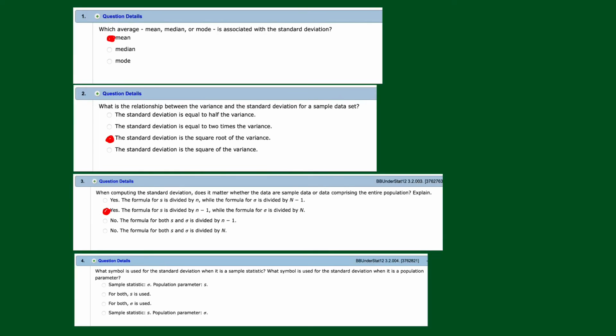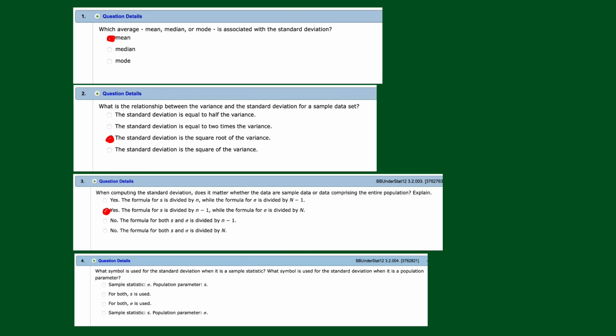And the last one here, number 4. What symbol is used for the standard deviation when it's a sample statistic? Okay, now a statistic we're going to use when we can, English letters. Let's see, for the standard deviation, so this could be an S for standard deviation. What symbol is used for the standard deviation when it's a population? So population, we'll use a Greek letter. So we're going to have that sigma.